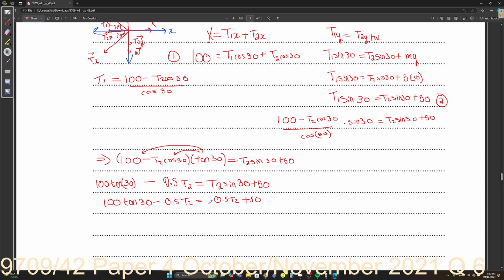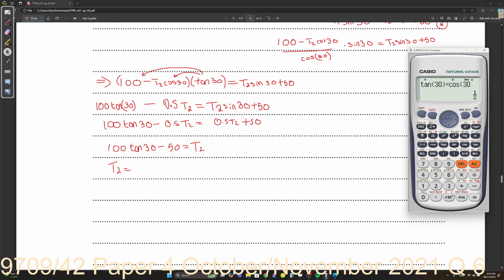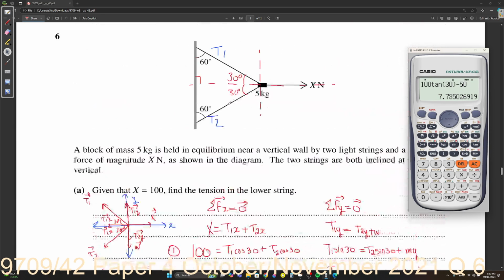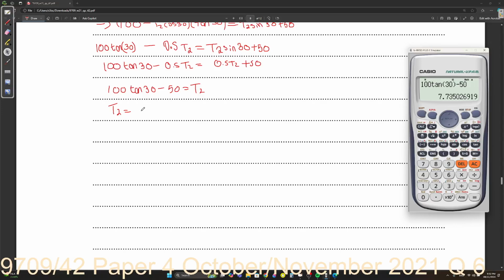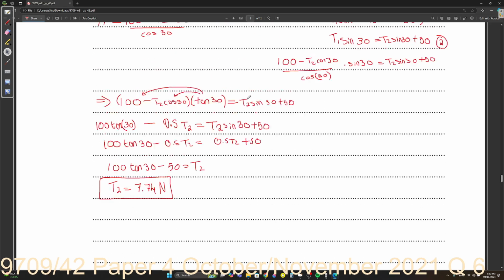So solve this equation, take 0.5 T2 to this side. You're going to get that 100 tan 30 minus 50 is equal to 0.5 plus 0.5 is T2. So T2 is equal to 100 tan 30 minus 50, 7.73, whatever. We know in the exam instructions that we're supposed to put all answers to 3 significant figures. So it's going to be 7.74 newtons. Okay, this is the lower string.